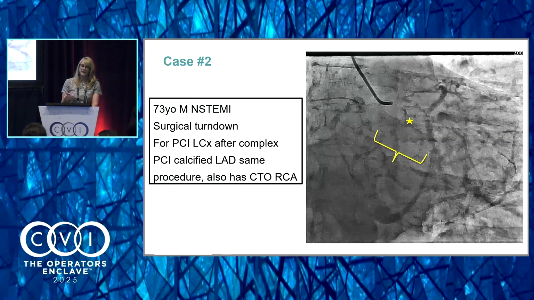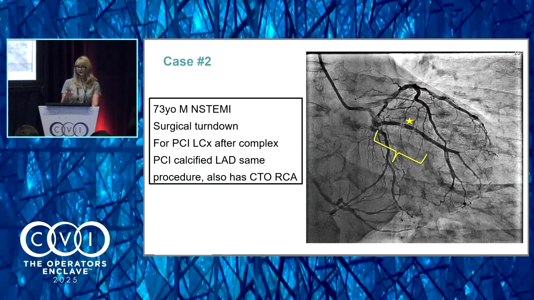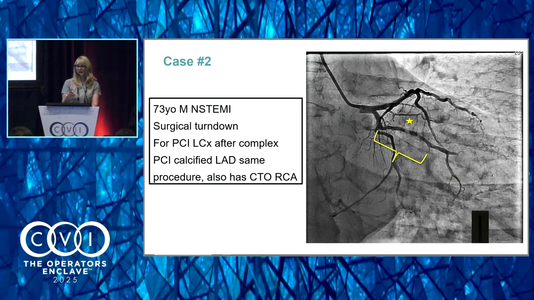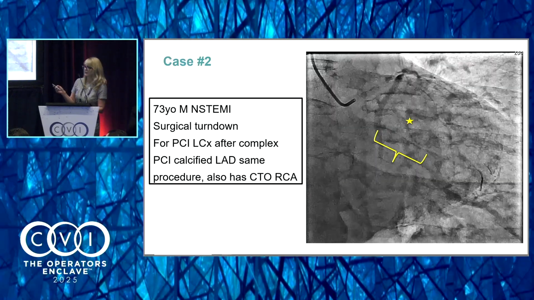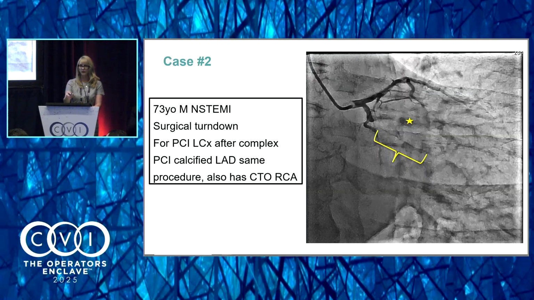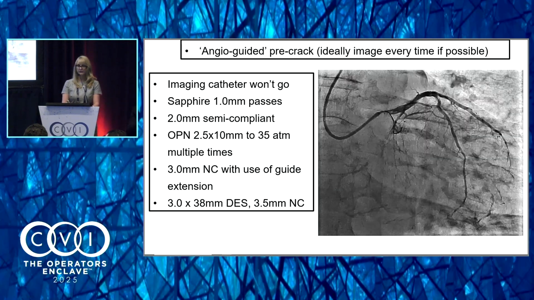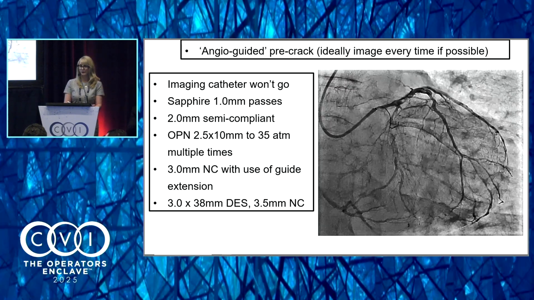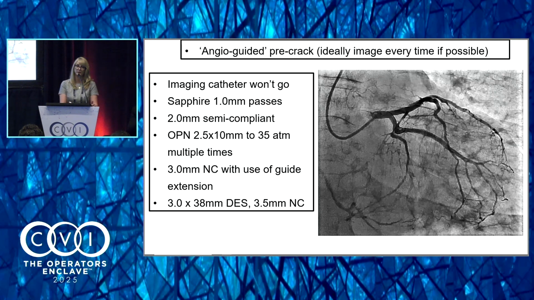And this is a case where I did a pre-crack technique without initial imaging, and the reason being I was not able to advance an imaging catheter down there because of this tortuosity in the proximal vessel and the severe calcified lesions as well. So what I did, I took initially a Sapphire, a very deliverable 1 millimeter balloon, and did multiple inflations that allowed me to subsequently get a 2 millimeter balloon down there.